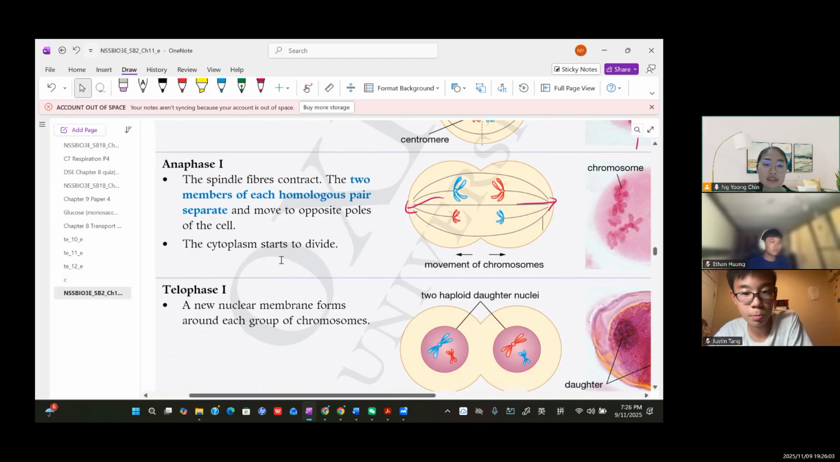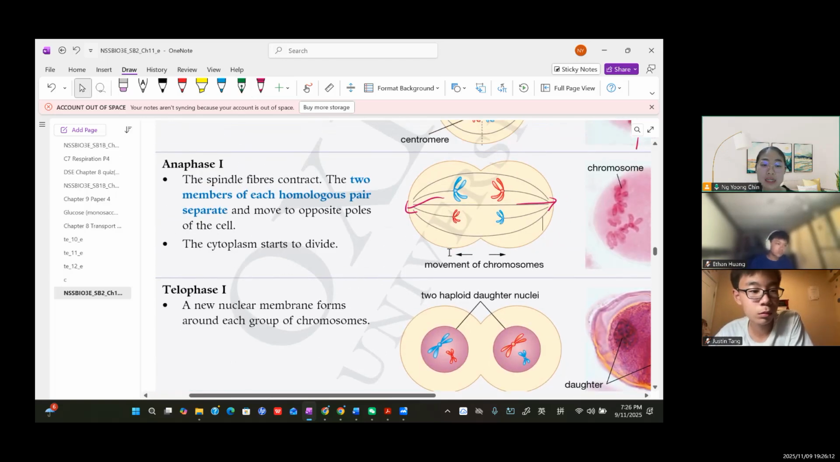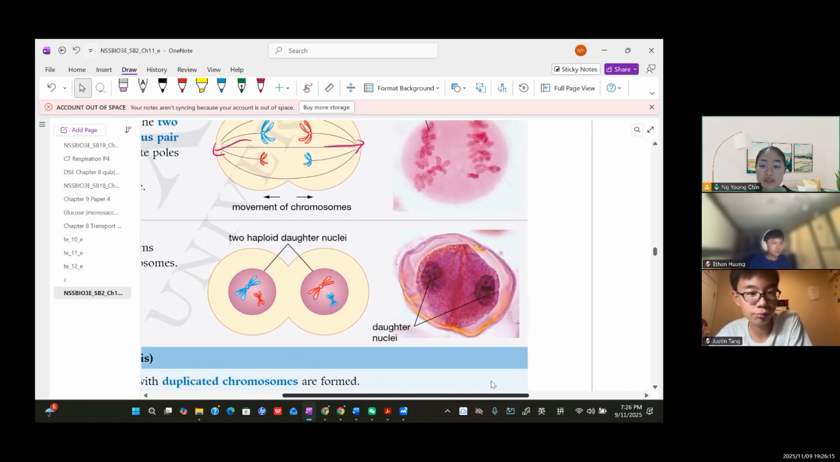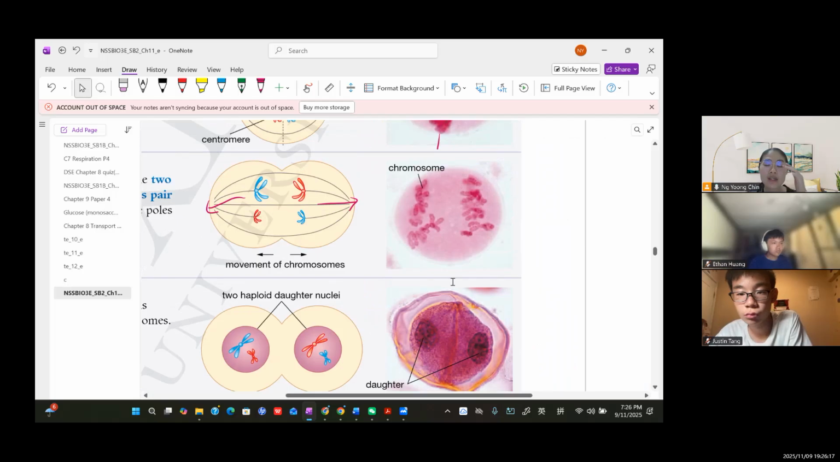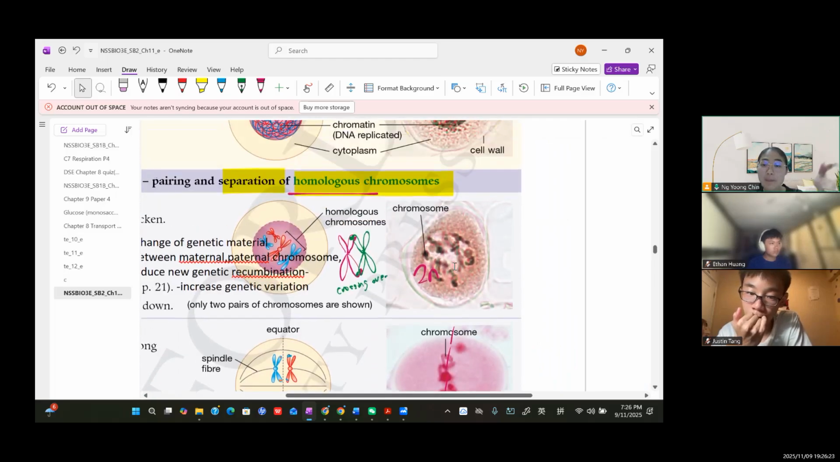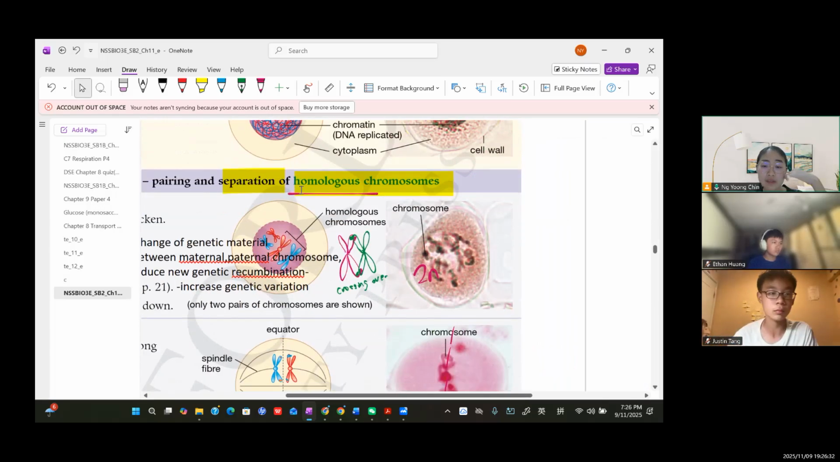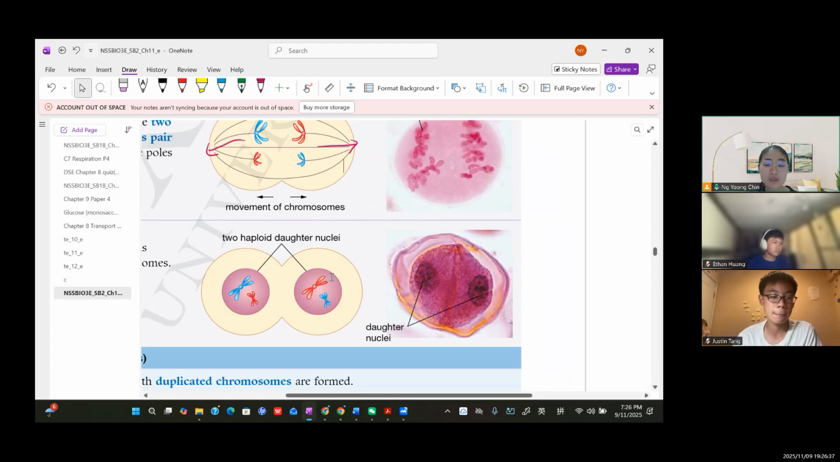And then it is followed by the division of the cytoplasm, which is cytokinesis. And then they will enter telophase, where the chromosomes uncoil and become chromatin like this. So by this method, in the first phase of meiosis, one parent cell, which contains the diploid number of chromosomes, will become two haploid daughter cells. From one diploid parent cell become two haploid daughter nuclei.